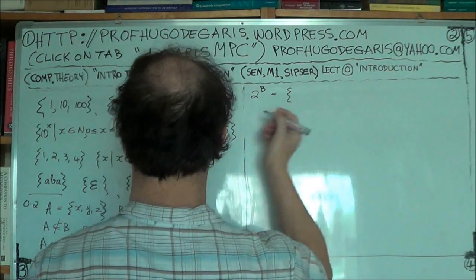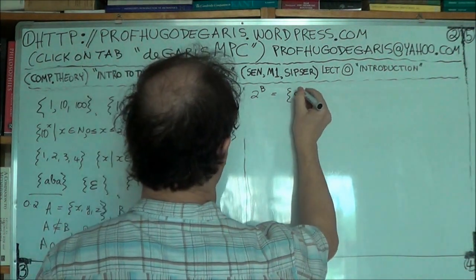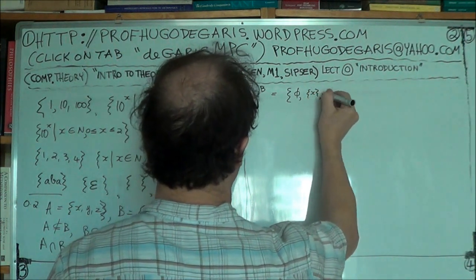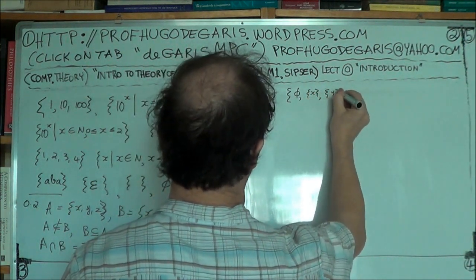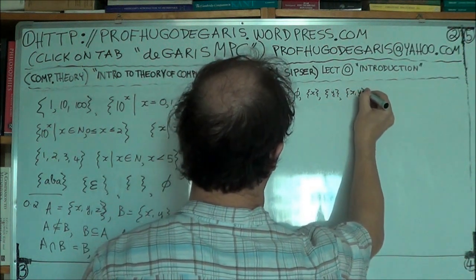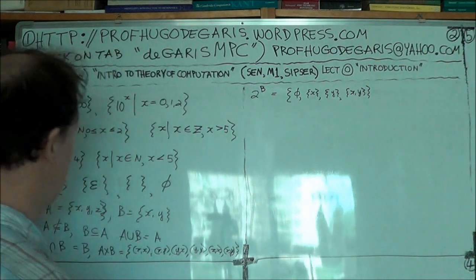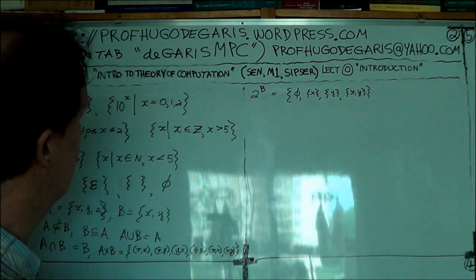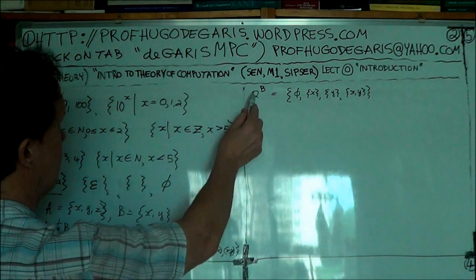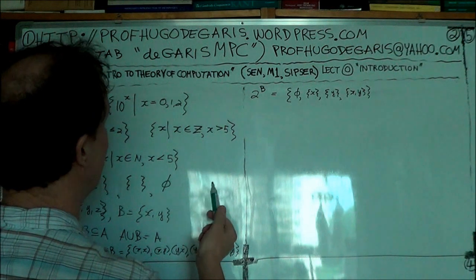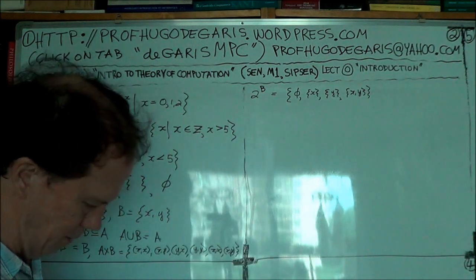Well, there's the empty set. There's the set with just X in it. There's the set with just Y in it. There's the whole set itself. I think that's it, isn't it? Now there's just two elements in B, so it's like 2 to the power of the size of B.